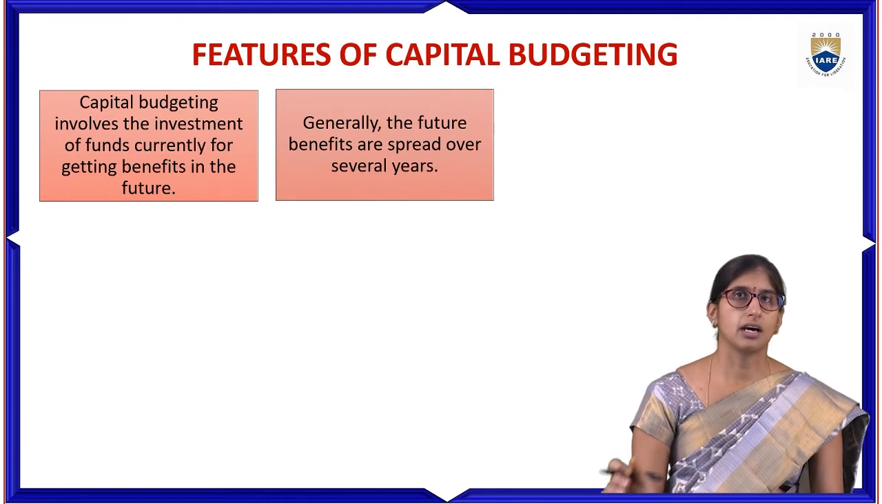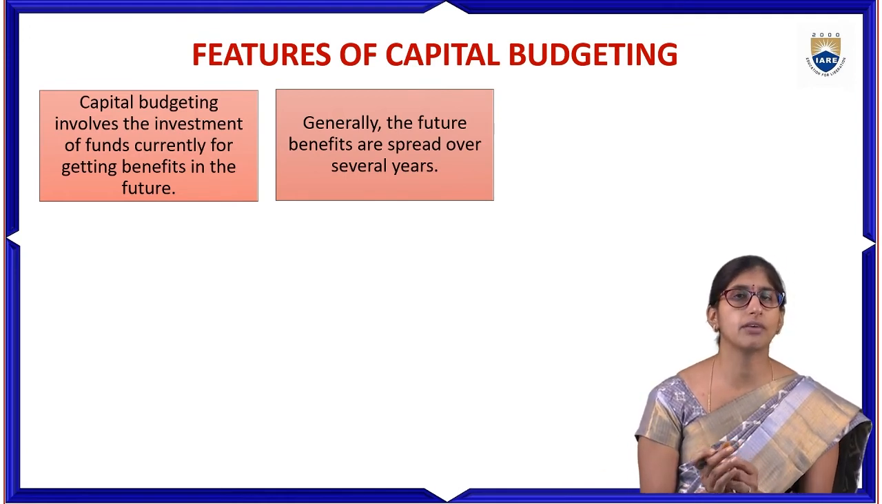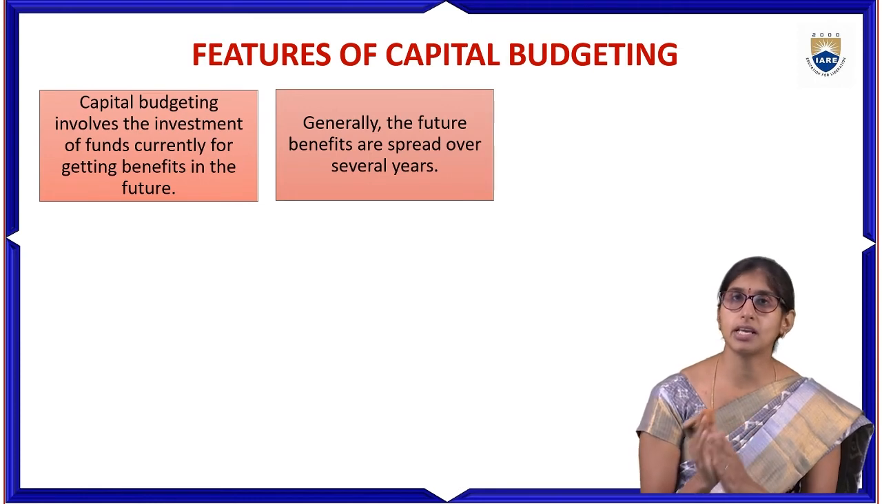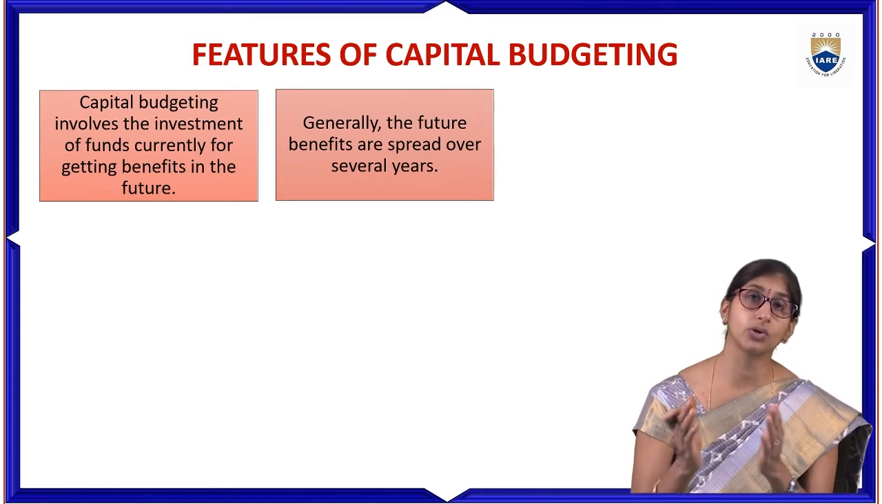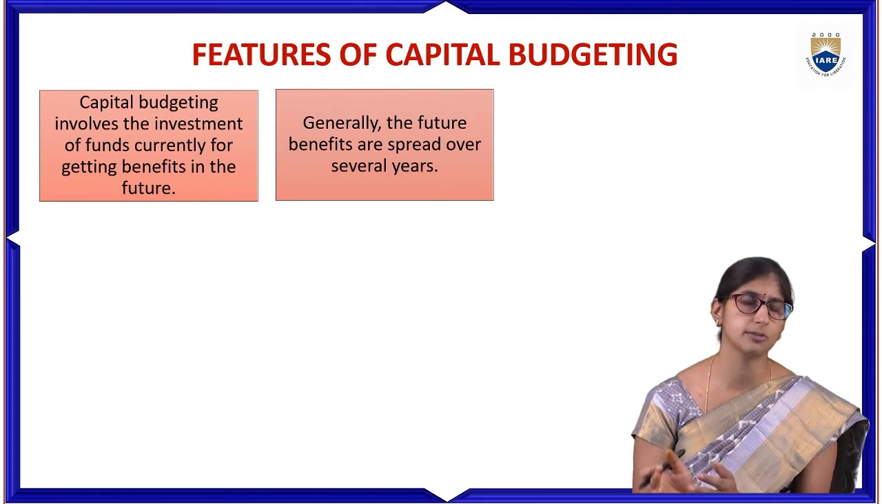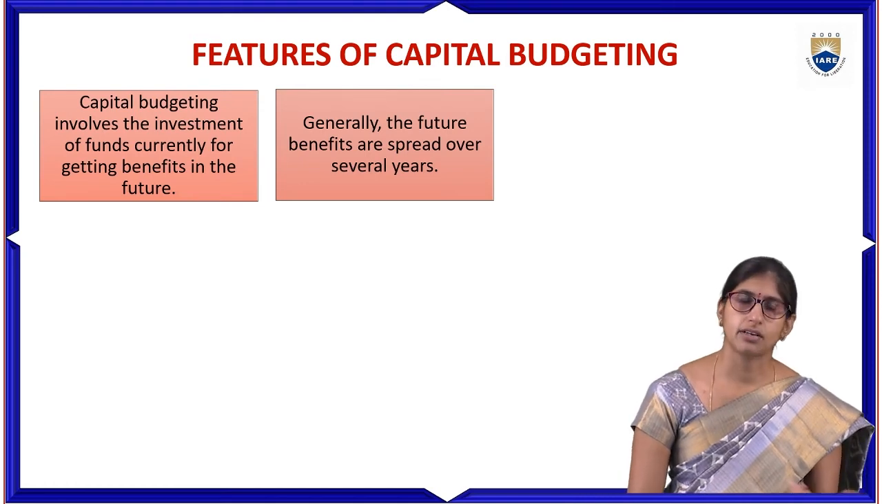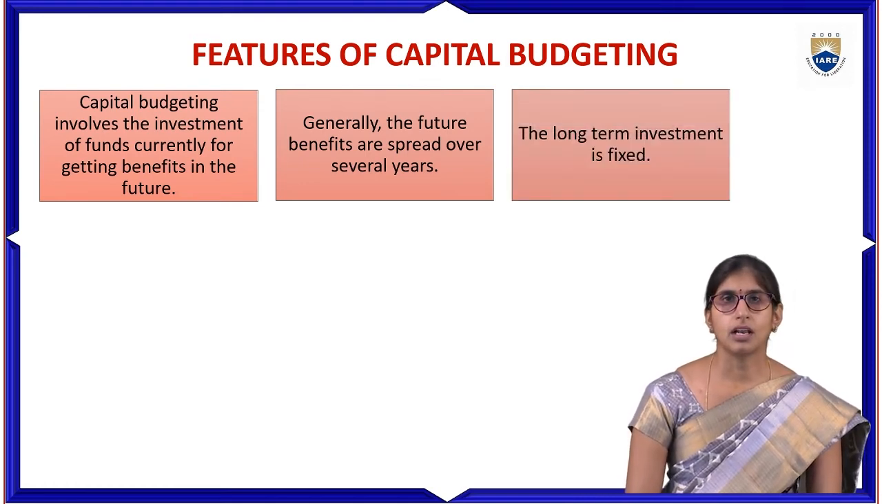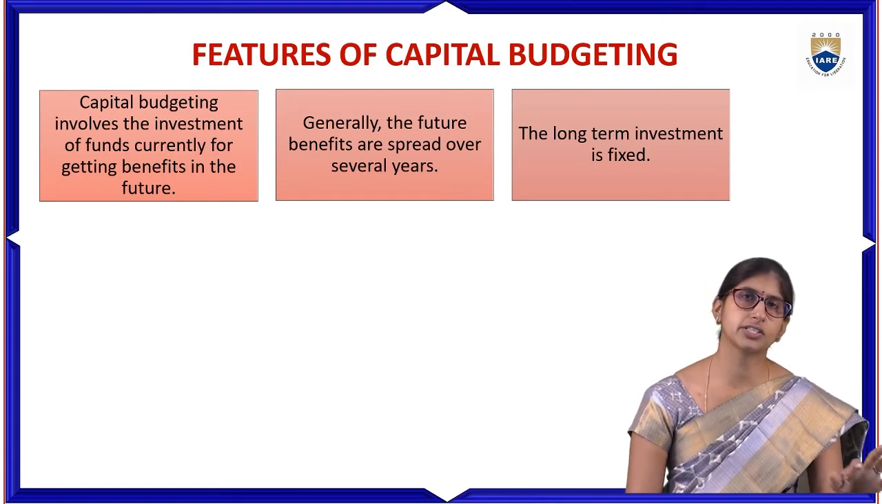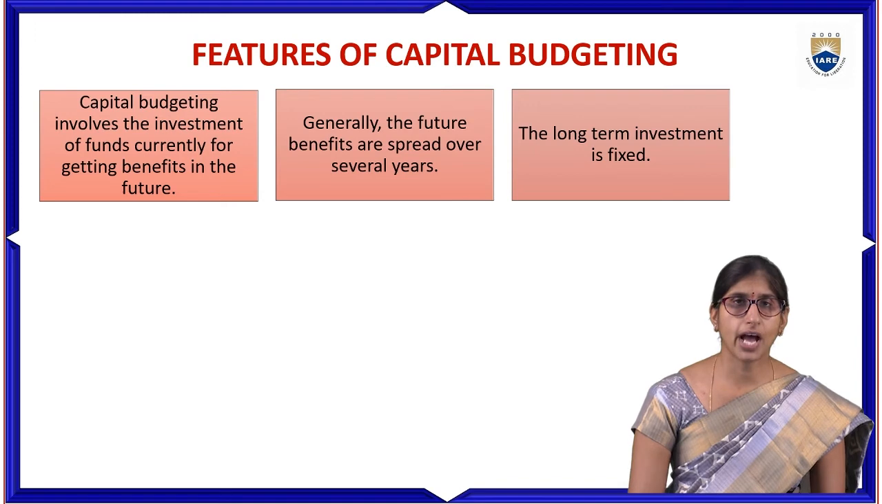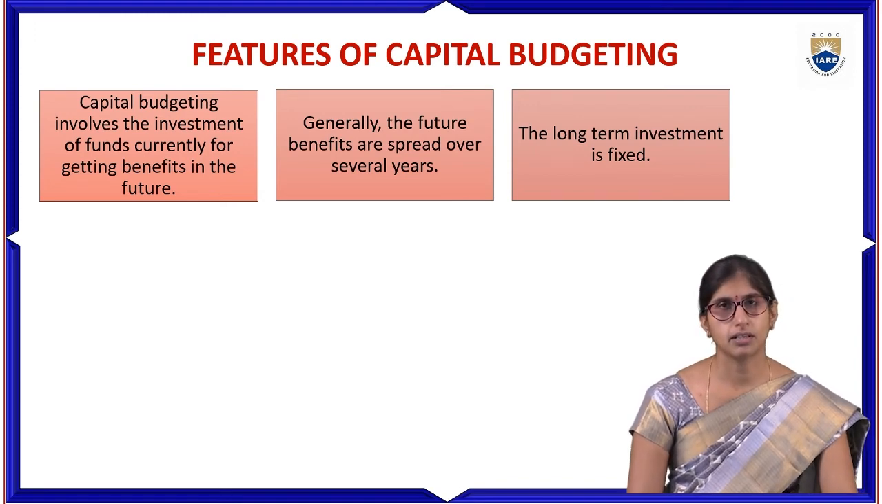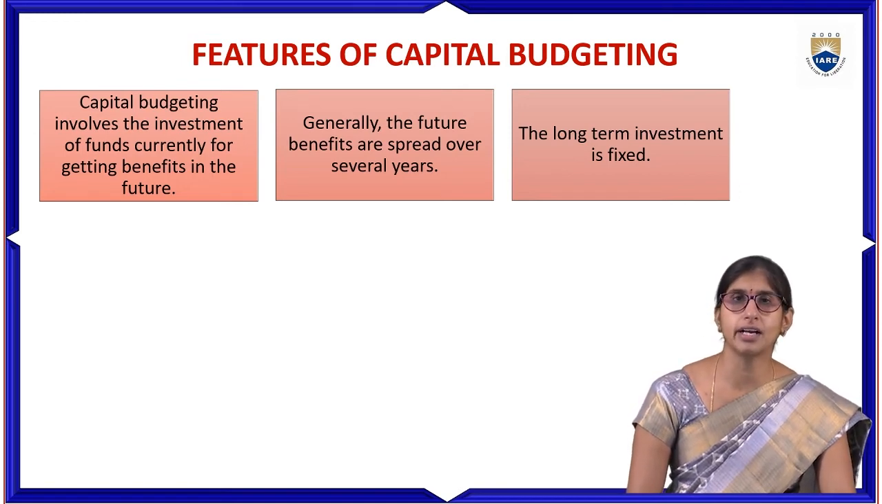And the next one is that the future benefits are going to spread over several years. So for many years, we plan that we are going to have some income out of these projects. So capital budgeting is estimating that, right? Through that also, one can get more money, and it is a long-term investment, and it is going to be a fixed investment. For example, if I am investing in a particular project, like constructing a dam.